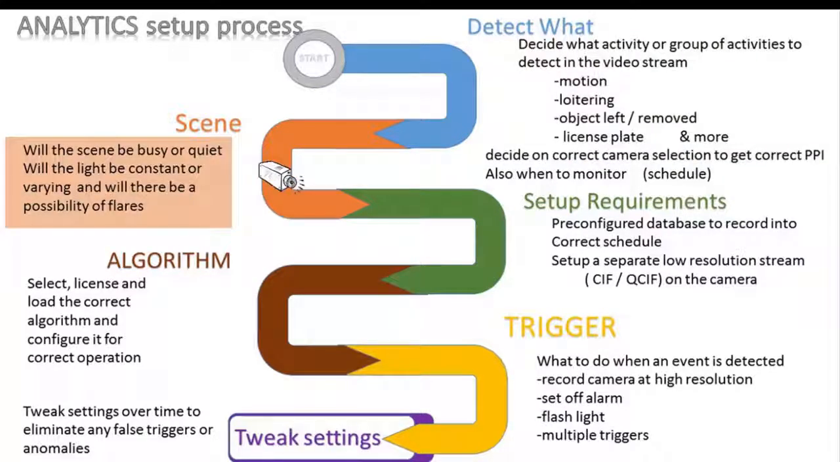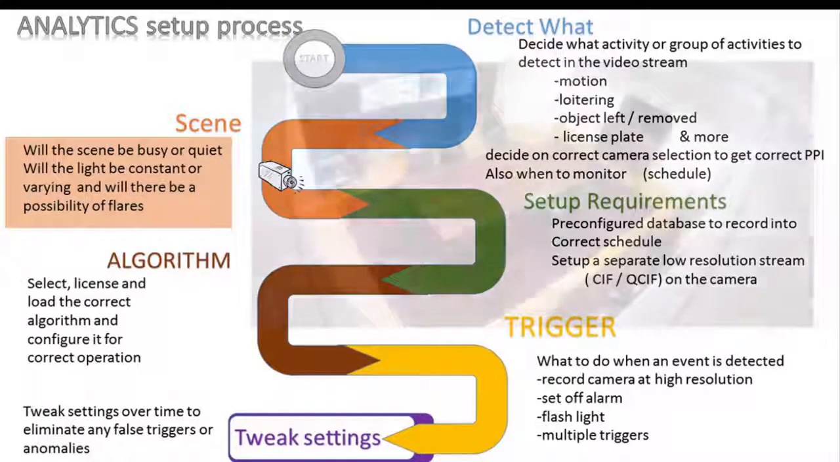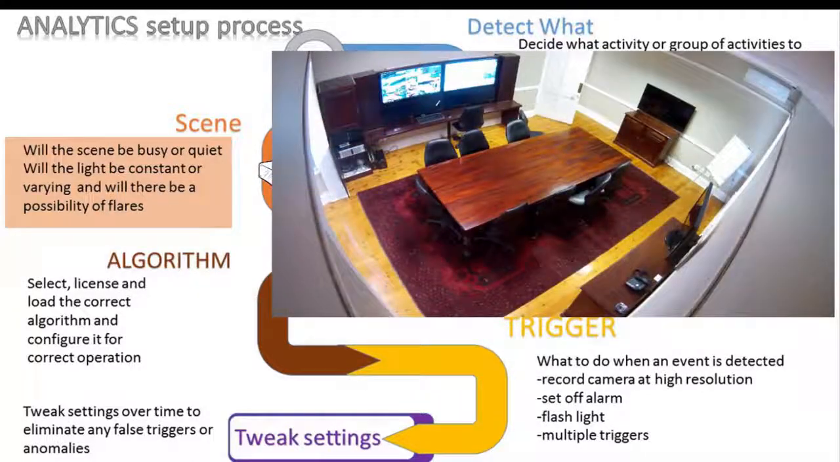Once the what decision has been made, the where or scene can be discussed. Will it be busy or quiet? Will the light be constant or varying? And will there be a possibility of flares, bugs flying past, or car headlamps being detected as motion? The tutorial will start by using a reasonably sterile indoor scene with very little motion.